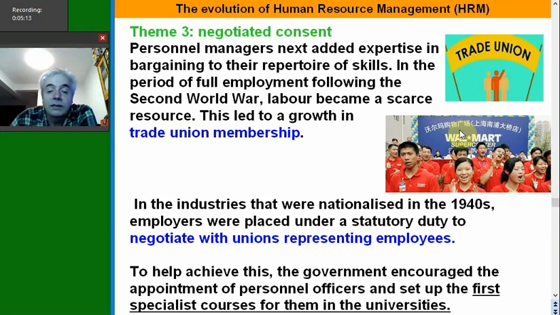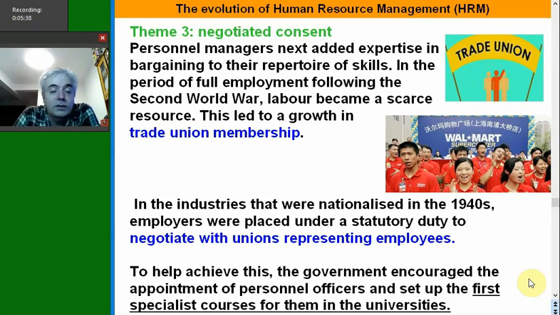In the industries that were nationalized in the 1940s, employers were placed under a statutory duty to negotiate with unions representing employees. To help achieve this, the government encouraged the appointment of personnel officers and set up the first specialist courses for them in the universities. So usually when people get together, right?